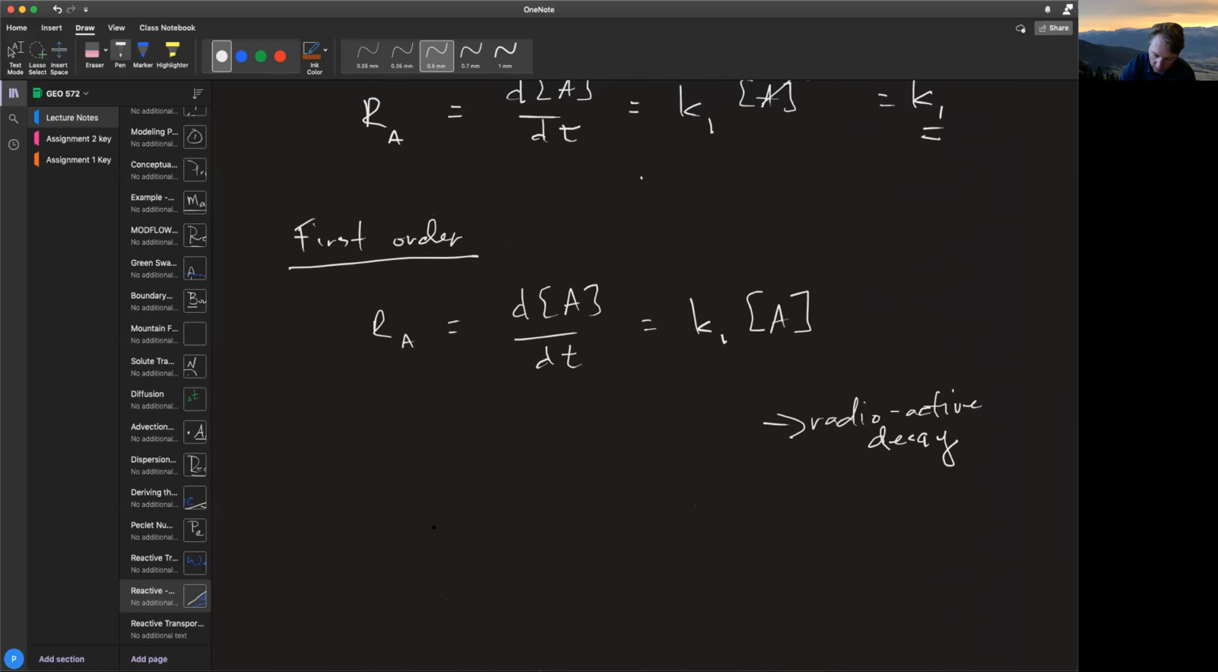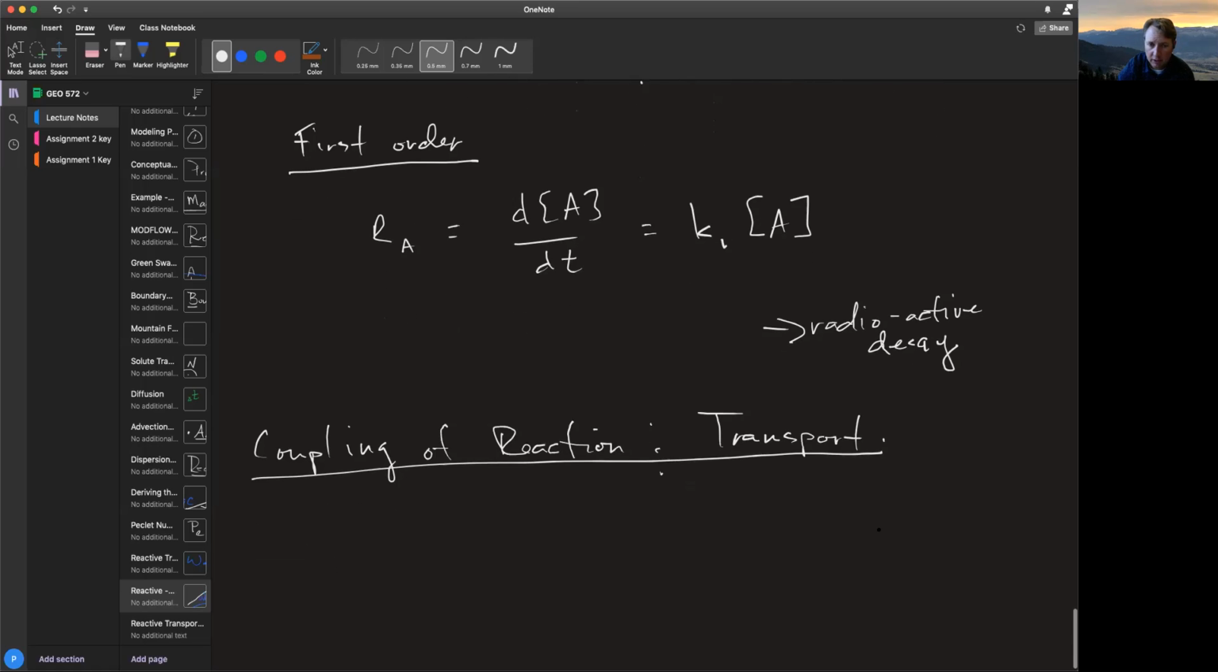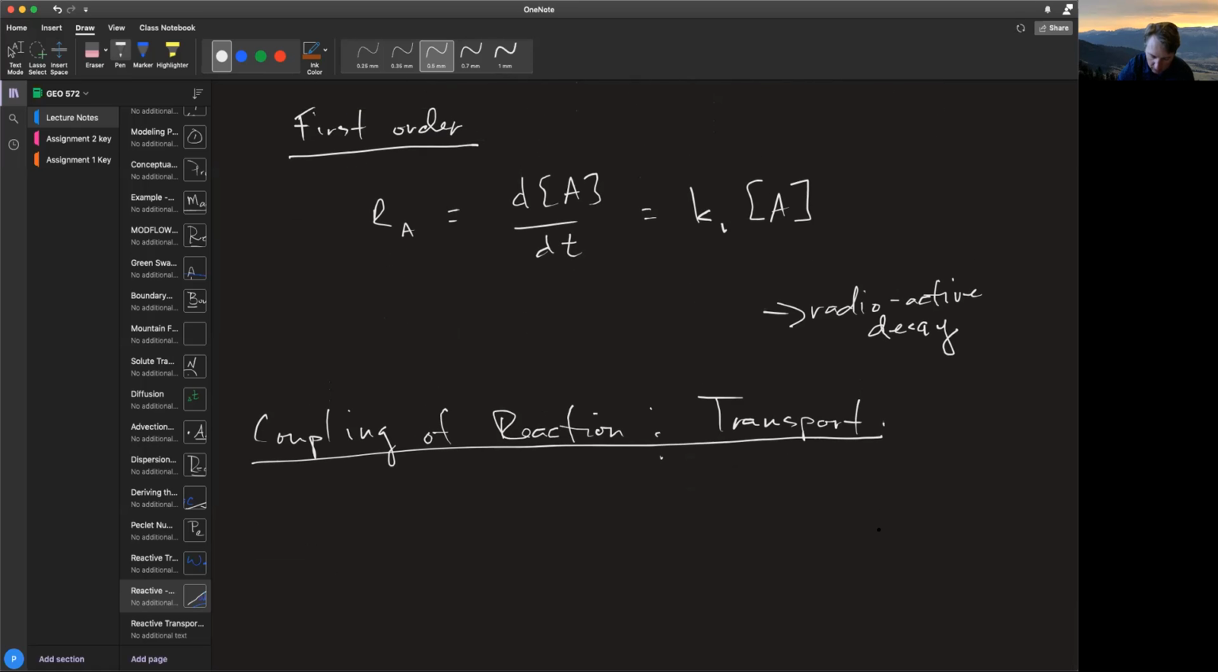And so, coupling of reaction and transport is a really complicated and fraught process, and there's a lot of ways to do it. So let's just think about first of all our full 3D advection dispersion equation with reactions.